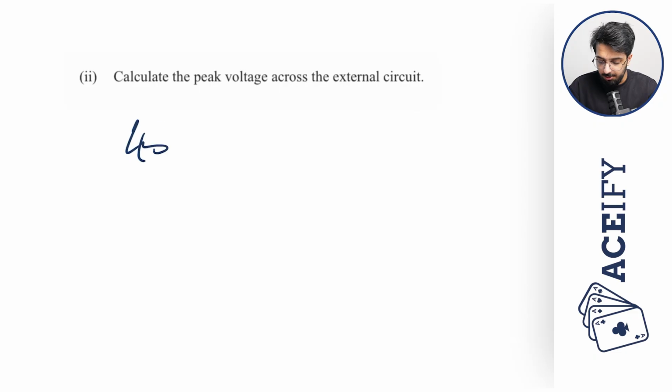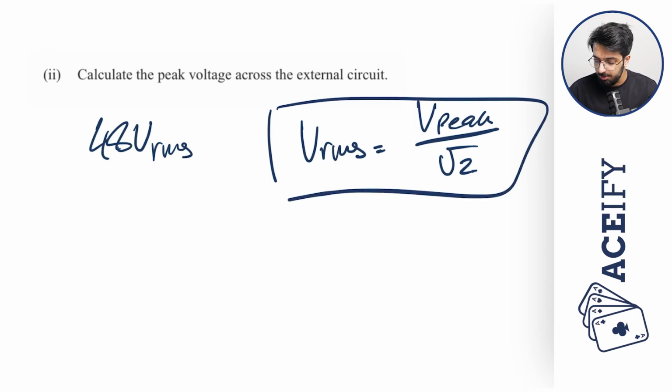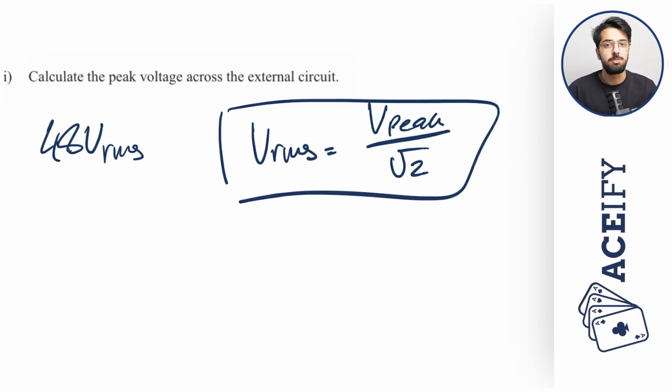Calculate the peak voltage across the external circuit. Okay, so that 48 volts that we found is the RMS voltage of that external circuit. And as we know, our VRMS is equal to our peak voltage over root 2. Now, if you don't know where this equation comes from, I derive it in one of my videos in the electricity playlist, so you can go check that out.